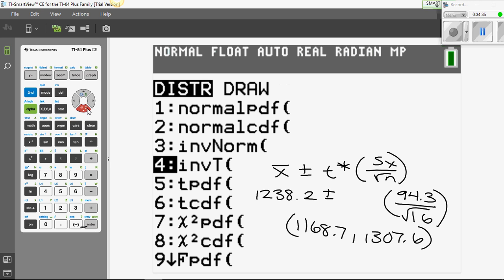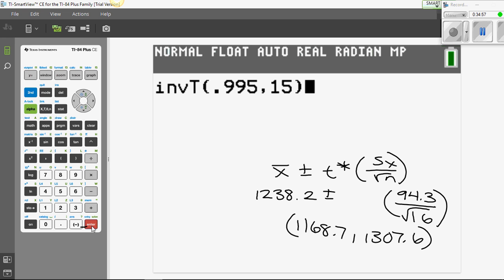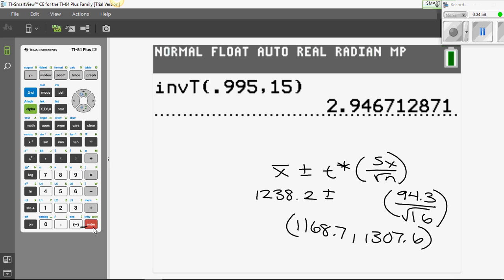We're going to go down to inverse t. Remember, what kind of interval are we doing? What's our confidence level? 99. What area are we going to use? 0.995. What's our degrees of freedom? If you have sample size 16, how many degrees of freedom do you have? 15. Paste. 2.947.